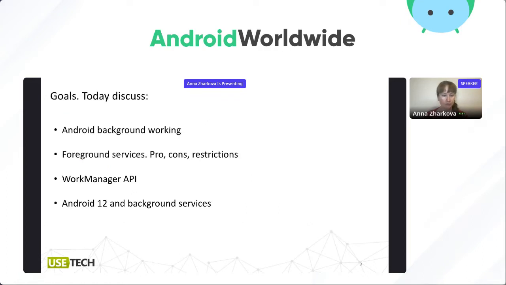So now let's talk about what we will discuss today. Today we will speak about background work in Android, Foreground Services, pros, cons, and restrictions. Yes, the main topic of my talk is the WorkManager API, but there is no background work in Android without Foreground Services. And of course, we will talk about the WorkManager API and what's new in Android 12 and background services and how to deal with it. So let's begin.